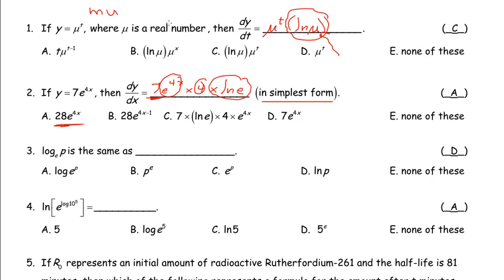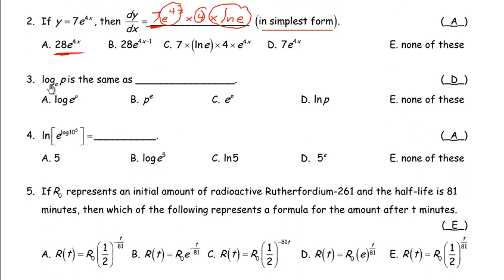C is actually a correct but unsimplified answer, because this is essentially what we have up here. It's 7, and then the ln of e, and then that 4, and then e to the 4x. So that actually is the same thing, it's just not simplified. 28e to the 4x is the simplified answer, so A is correct for number 2.